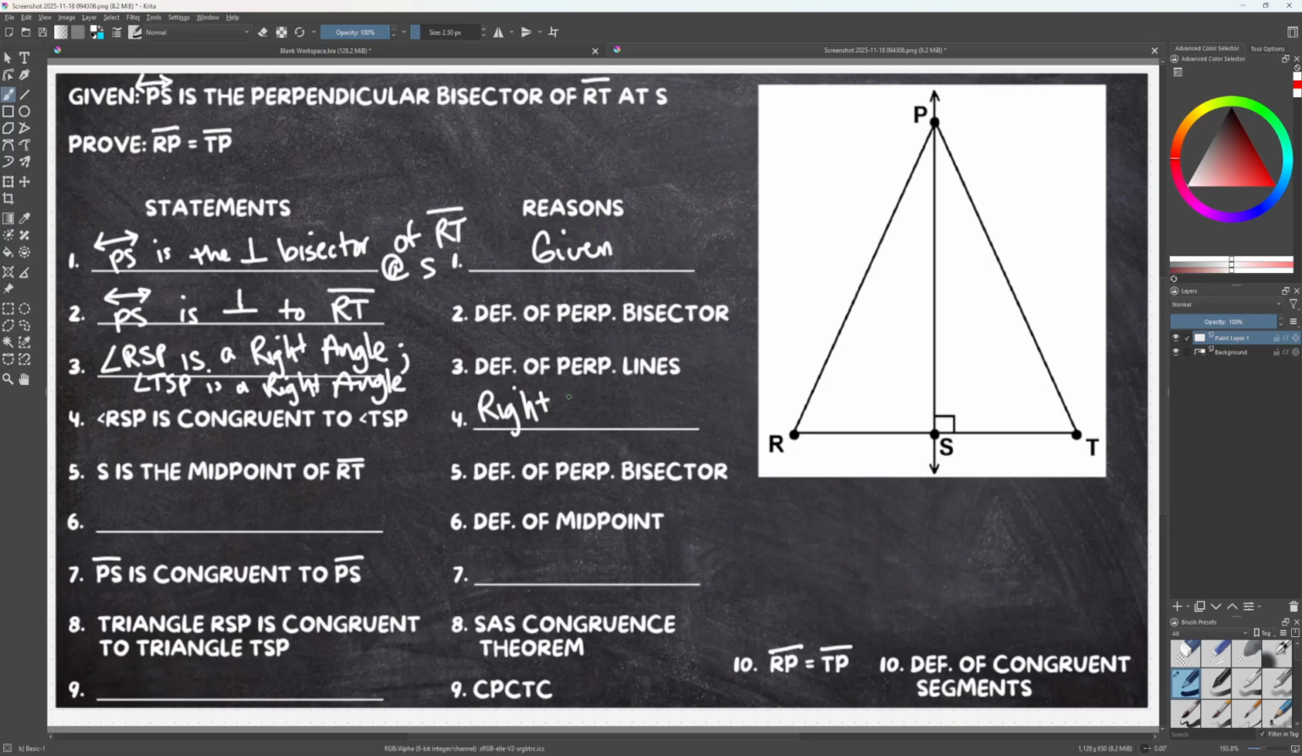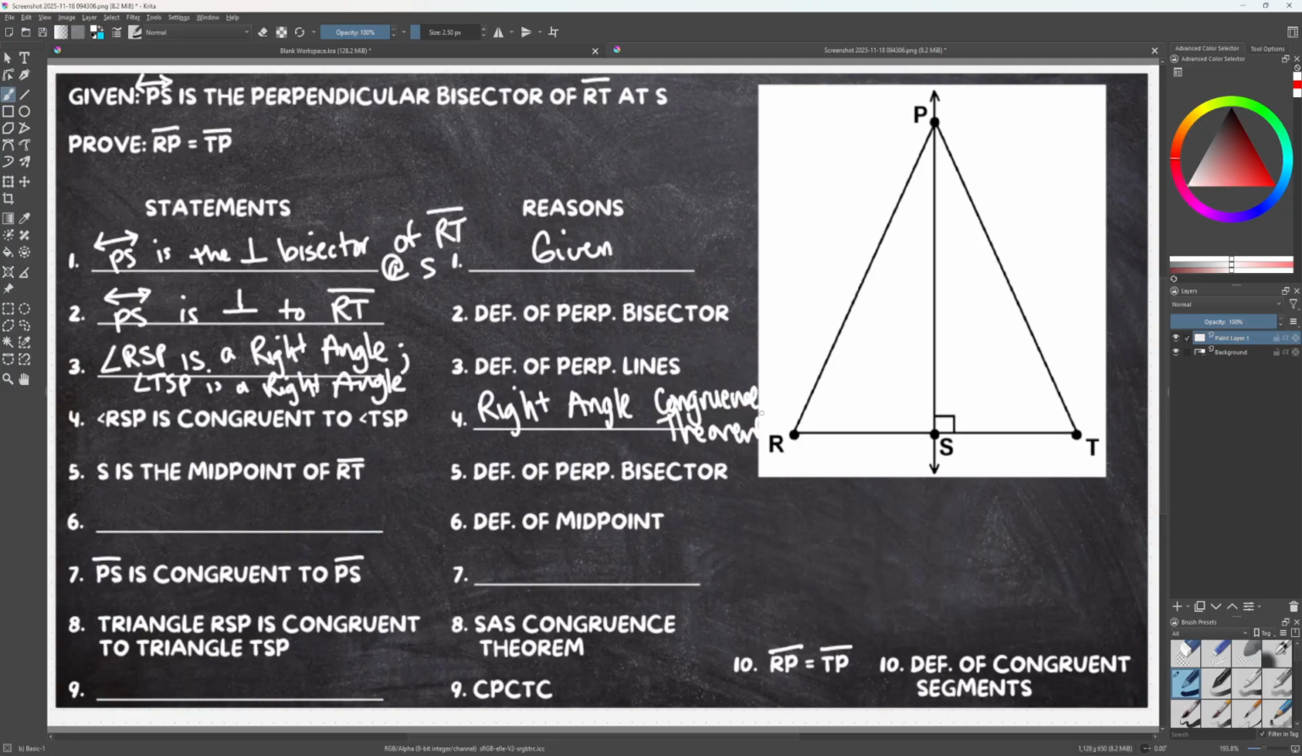So the right angle congruence theorem, and all that theorem is really saying is just that any right angles that we have are going to be congruent to each other. So that's what you have there. Next thing that we can do, and that's kind of wrapping up that part there.